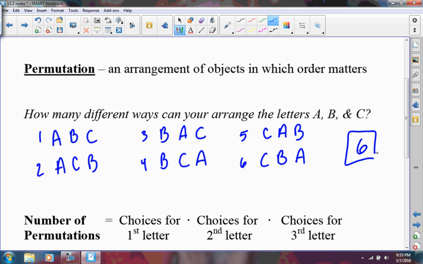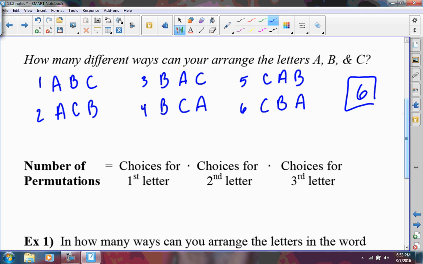Now, there's a shorter way to calculate this. Instead of drawing out all of the different arrangements and all of the different permutations, we can take the choices for the first letter times the choices for the second letter times the choices for the third letter, and then we'll get our actual total. So in my first spot here of my letters A, B, and C, or we were thinking of them as pictures, I have 3 options for that first spot. I could pick letter A, or letter B, or letter C. So I have 3 options.